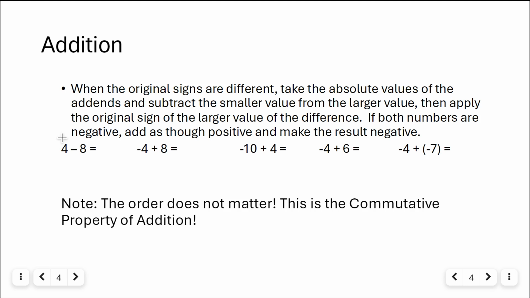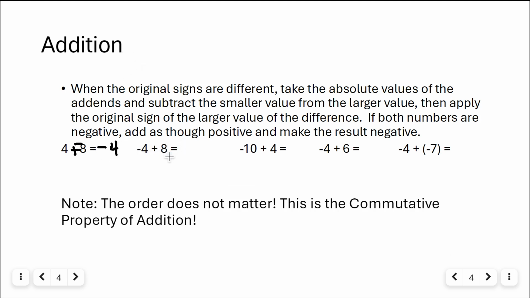So when the signs are different, so we have 4. This is really 4 plus -8. So what I do is, remember, I subtract the bigger number minus the smaller number. I don't worry about the sign. So I'm going to do 8 minus 4, which is 4, and then I take the sign of the higher number. So that's a -4.